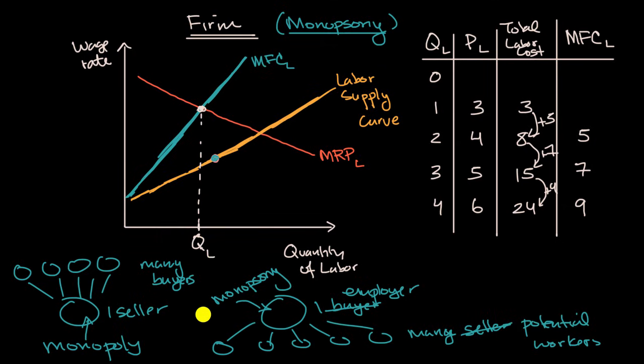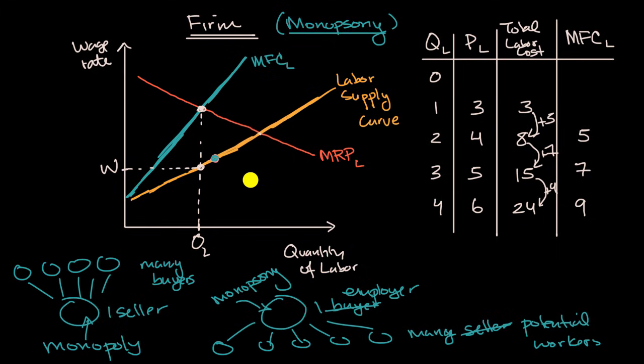And what would be the wage that it would pay? Well, you might be tempted to just go right over here and say it would pay this wage. But remember, it doesn't have to pay this wage. At this quantity of labor, the labor supply curve tells us that the market wage would be right over here. So it would be paying this wage. It would be paying this wage right over here.